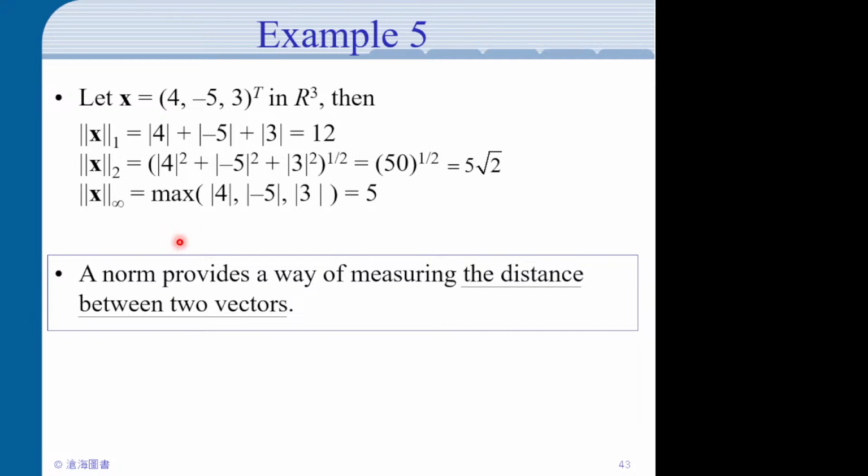Okay. And yeah, so here is an example of some norms of a vector. So x equals 4, minus 5, 3. Then the 1-norm is the absolute value of each coordinate added together. So 4 plus 5 plus 3, which equals 12. And the 2-norm is everything squared and taking the square root, which is 5 square root 2. And the infinity norm is just the largest number, it's 5. Then you see they are all different. Okay, but somehow they still provide a distance measure between vectors.